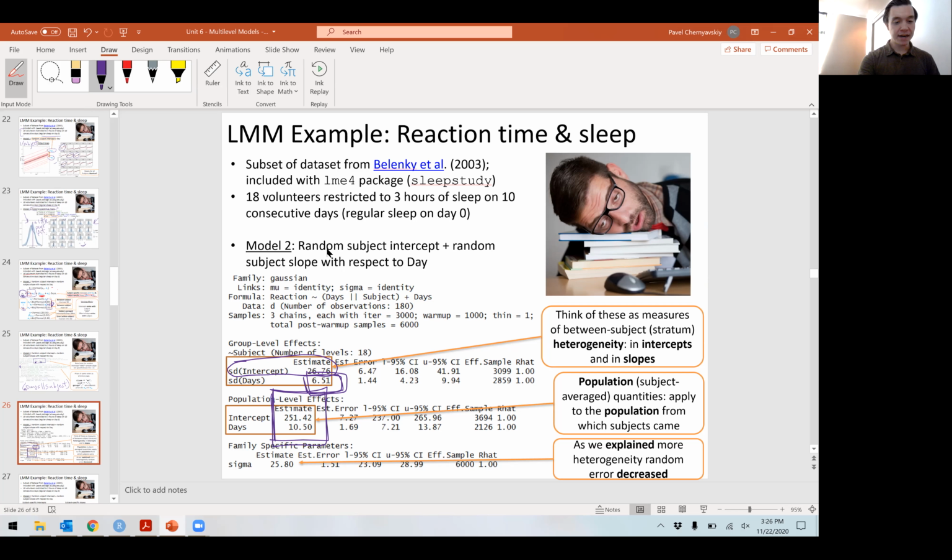But my error term really diminished because as we explain more variability, as we allow each of our subjects to react differently to being sleep deprived, well, we explain more. We systematically account for more variability. We reduce the amount of uncertainty that is unaccounted for.